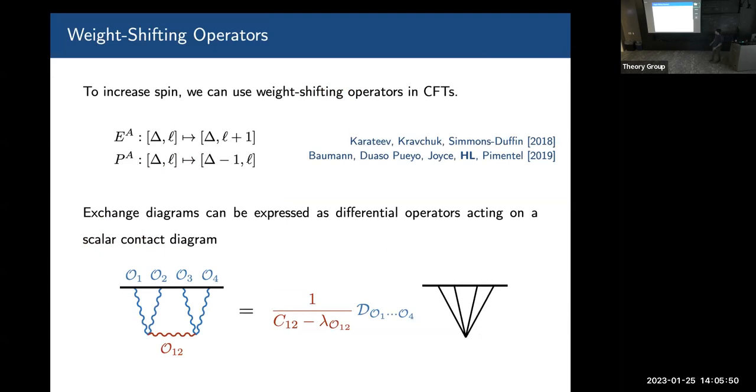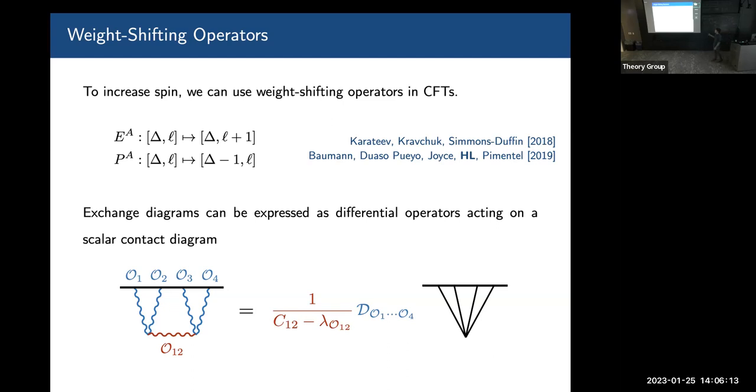Okay, so eventually we want to consider gluon and graviton correlation functions. So we also need to know how to increase the spin of a correlation function in a way that manifestly preserves conformal invariance. And it turns out that there's a very nice formalism for doing this, called the weight-shifting formalism.